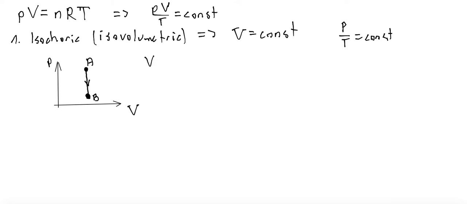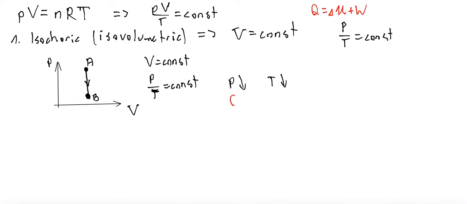Of course, if volume is constant, then P over T must also be constant. Okay, so if P goes down, it means that temperature also goes down. If temperature goes down, then of course our Q in our equation, Q equals delta U plus W, is negative. Is it clear? Q is negative.